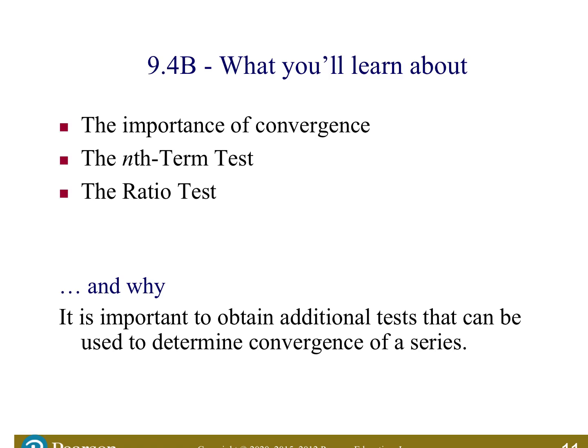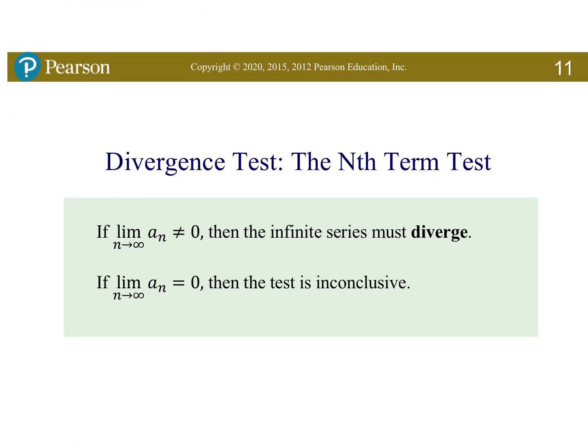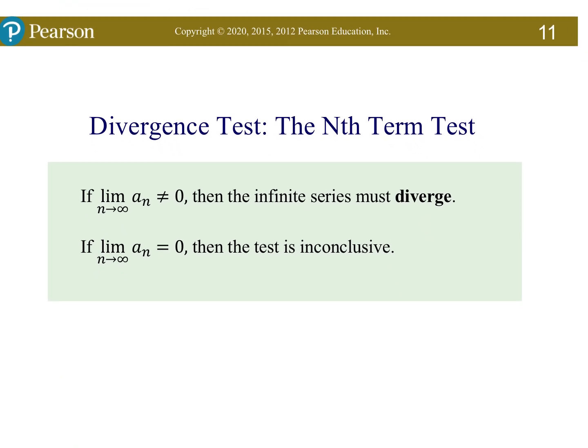So let's quickly review what the first two entries should be in your test. The first row should be the nth term test. The nth term test only tests for divergence. It's inconclusive if you get anything else. So the name of it is the nth term test.